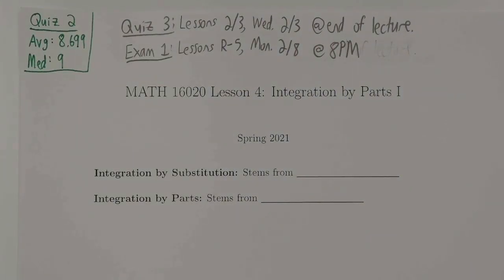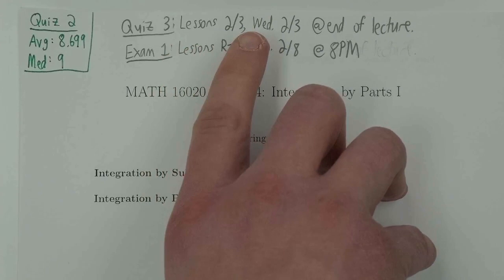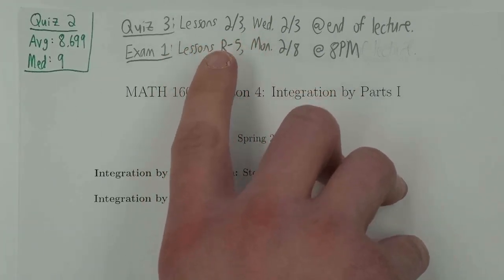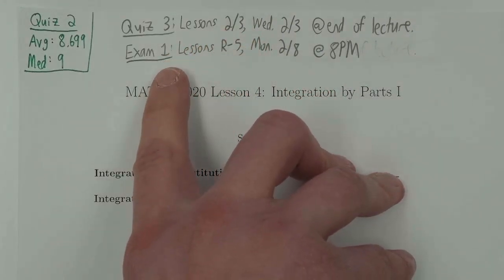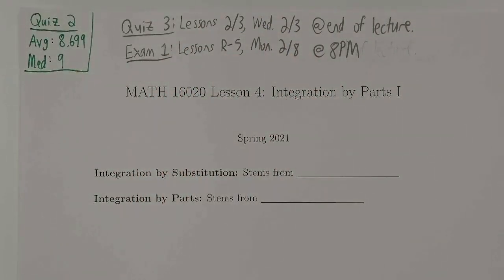Okay. All right, then let's introduce a brand new topic: integration by parts. But before I do that, quiz 3 is going to be next Wednesday, next lecture, covering lessons 2 and 3. And exam 1 will be next Monday at 8 p.m., covering lessons R through 5. So lesson R, 1A, 1B, 2, 3, 4, and 5. So 7 lessons, so it won't be too bad. Most of them are U substitutions, so let's go ahead and get started.